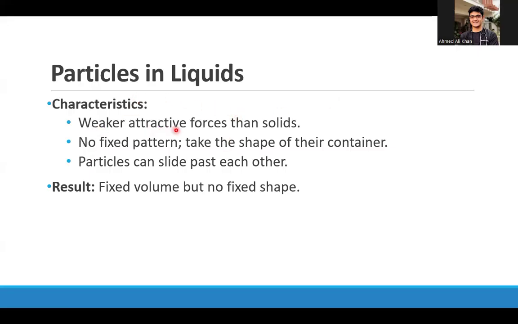So liquids have weaker attractive forces than solids, that's why they can move around. No fixed pattern, they will take the shape of their container. So what does this mean? For example, if you pour water into a glass that is cylindrical, that volume of water will take the shape of the glass, right? But what will happen if you accidentally knock off that glass of water? क्या होगा वहाँ? The liquid will change shape again.